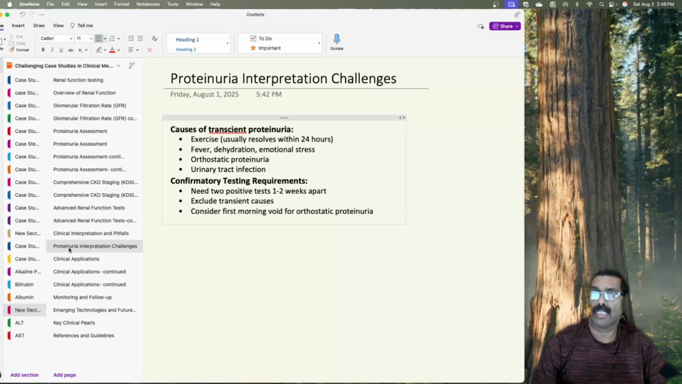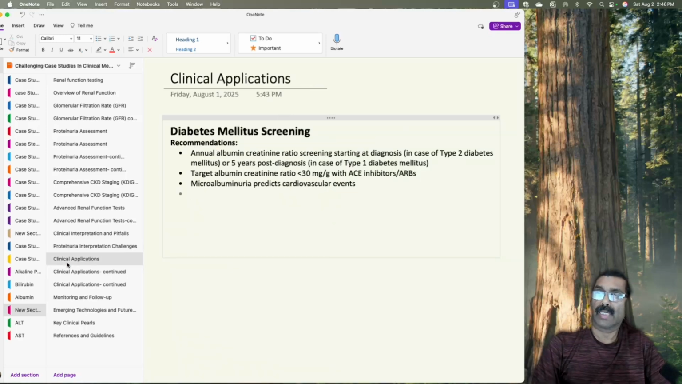Proteinuria interpretation challenges. Causes of transient proteinuria. Exercise usually resolves within 24 hours. Fever, dehydration, emotional stress, orthostatic proteinuria, and urinary tract infection are some other causes of transient proteinuria. Confirmatory testing requirements. Need 2 positive tests 1 to 2 weeks apart. Exclude transient causes. Consider first morning void for orthostatic proteinuria. Clinical applications.